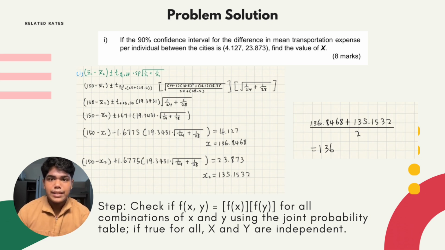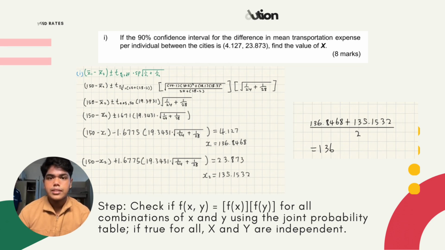135.1532. By taking the average of these two results, 136.8468 plus 135.1532 divided by 2, we find that the value of x is 136.